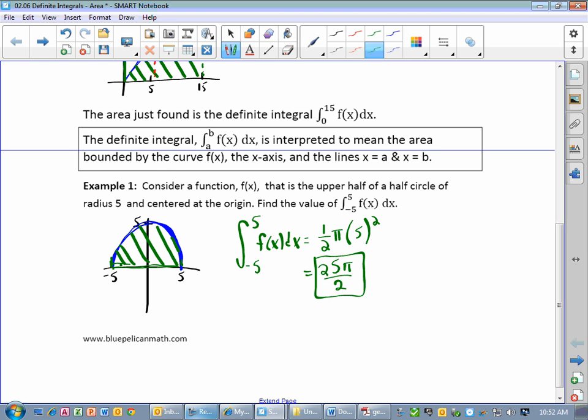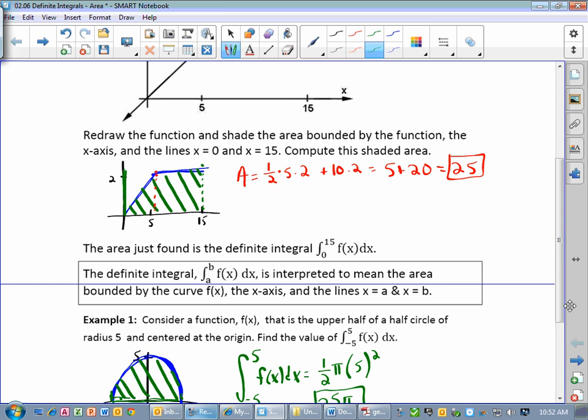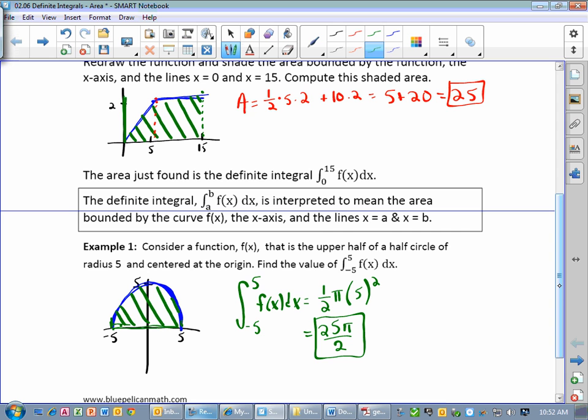So we just found the definite integral of this function. The catch won't come today. All we're doing today is calculating areas. So negative areas. Notice both of our answers so far, we've only had positive answers. Anybody want to take a stab at what a negative answer might mean?